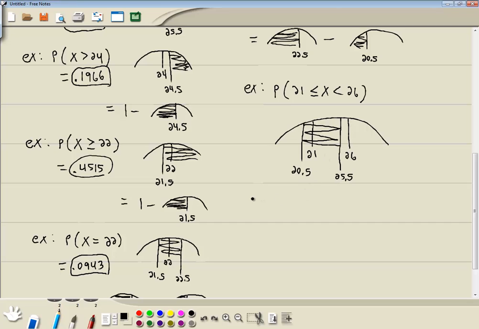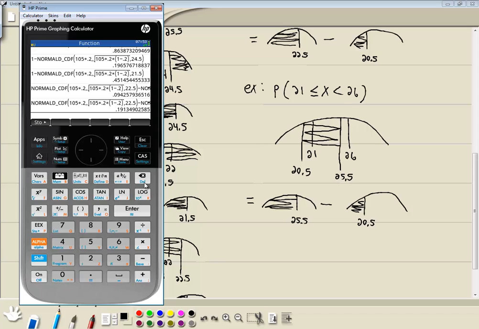Well, again, when you get your between case, you're going to rewrite it in this form. You take your largest corrected x value, which is 25.5, shade to the left, minus your smallest corrected x value, which is 20.5, shade to the left. And that's how we're going to plug it in. And I'm definitely not an expert at HP Prime, but if there is some way to do between values, I haven't found it, but this way does work.